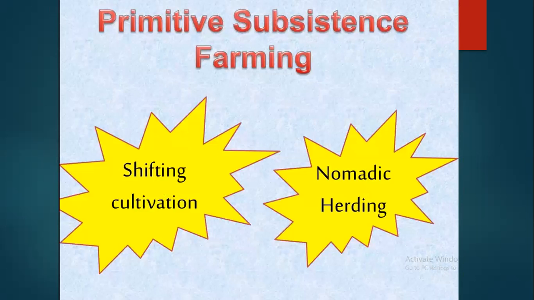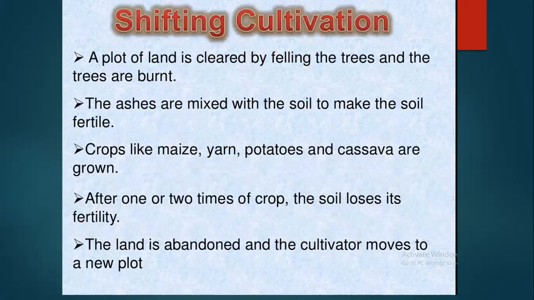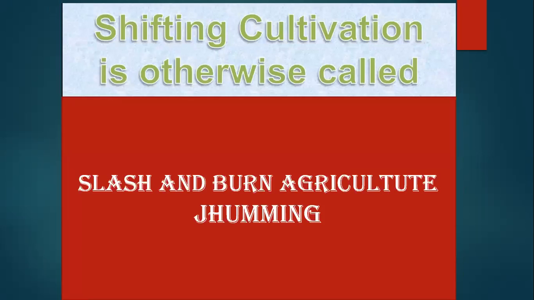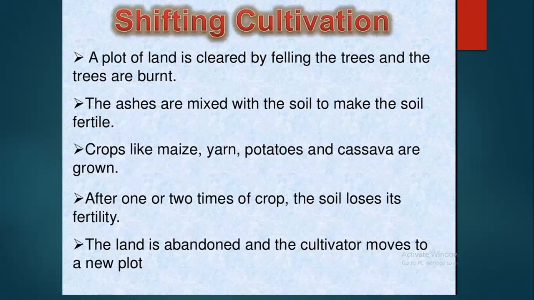Primitive subsistence farming is further divided into shifting cultivation and nomadic herding. Shifting cultivation is also known as slash and burn or jhumming agriculture. Here, whatever land they have, they clear the trees and burn it, and they mix the ashes with the soil so that it becomes fertile. Then they grow crops like maize, yam, potatoes, and so on. After one or two crops, the soil loses its fertility, and then the cultivators leave the land and select a new plot.